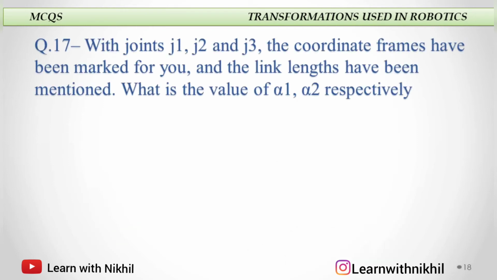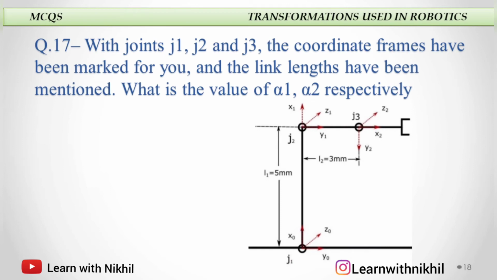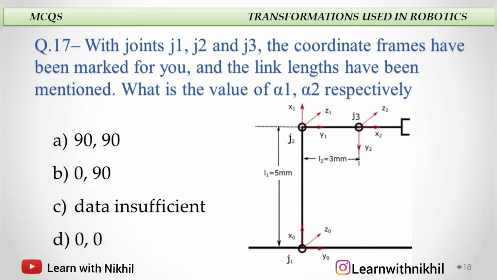Next, again a similar type of question, but in this we have been asked alpha 1 and alpha 2 values. Alpha 1 and alpha 2 are nothing but the twist angles, and as you can see from the image, the z-axis is in one direction. So that means the twist angle will be 0, 0. If the z-axis was in the opposite direction, then the twist angle would have changed. Now as the z-axes are in one line, the answer is 0, 0.